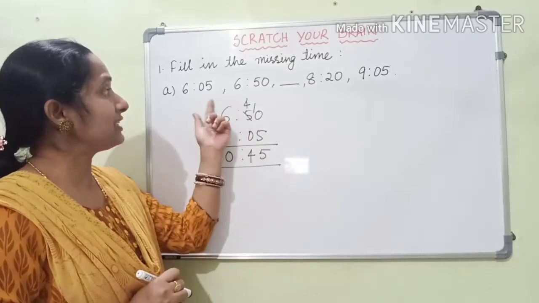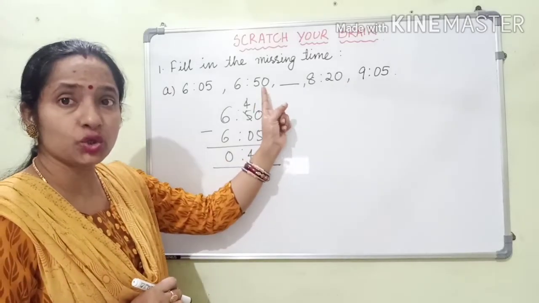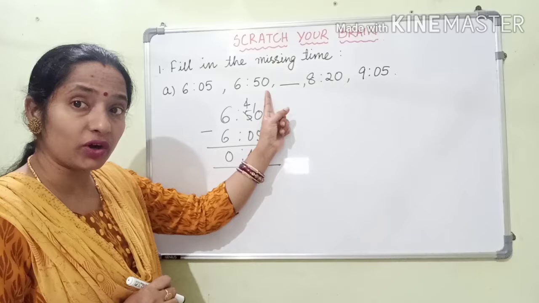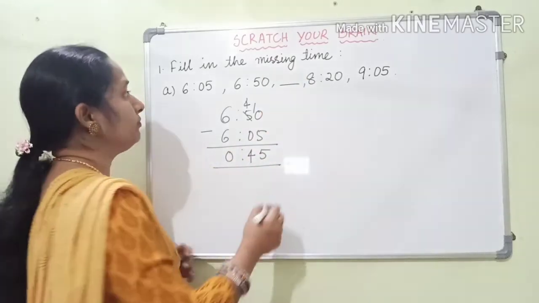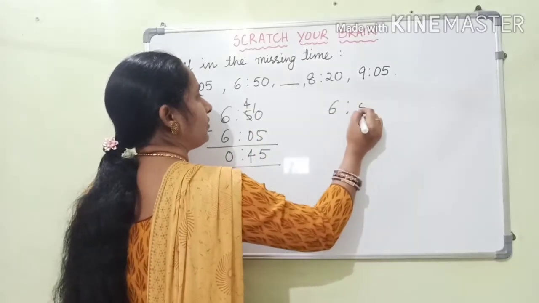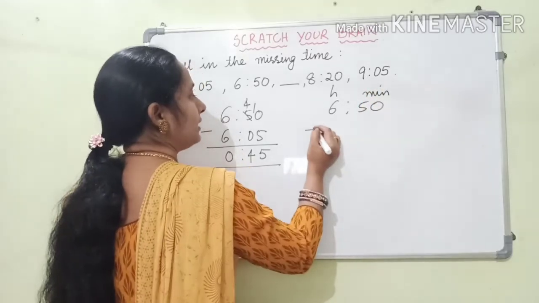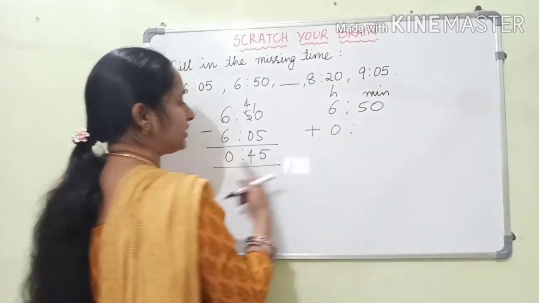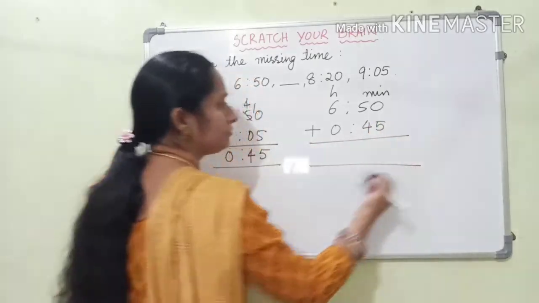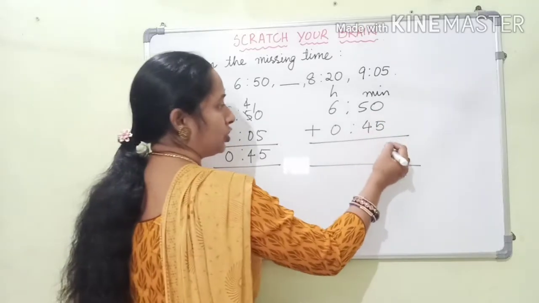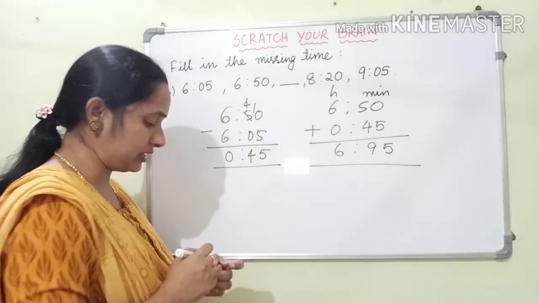This means as my series is in increasing order, if I add 45 minutes to 6 hours 50 minutes, then what will happen? I will get the third term. So let us add and find the third term. Let us take 6 hours 50 minutes. Okay, this is hours and this is minutes, and add how much? The difference of the series is 45 minutes. Add 45 minutes. Now find the total. 0 plus 5 is 5. 5 plus 4 is 9, and we got 6 hours 95 minutes.